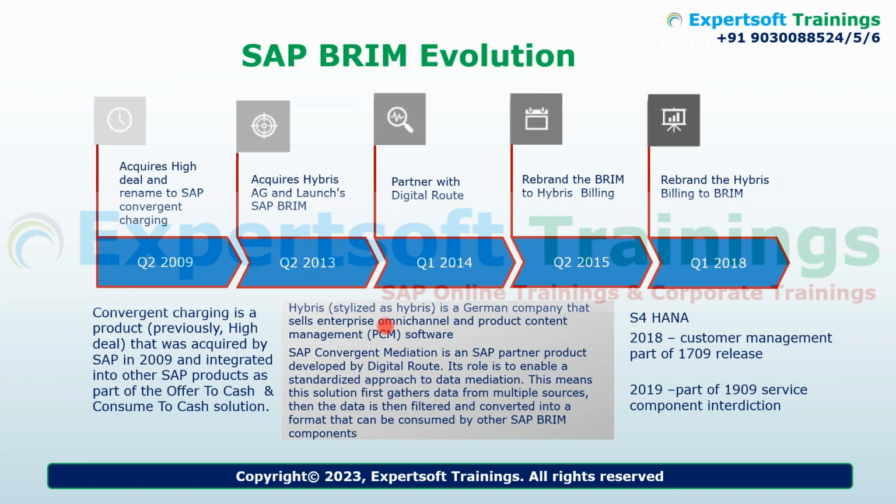So SAP approached Convergent Mediation, which is a digital router company, and they started giving the application which translates the data. That's where Convergent Mediation came into the picture. Unless you have online transactions, like real-time balance checks, you don't require Convergent Mediation. So it is an optional plugin or software that SAP recommends if you are doing online business.